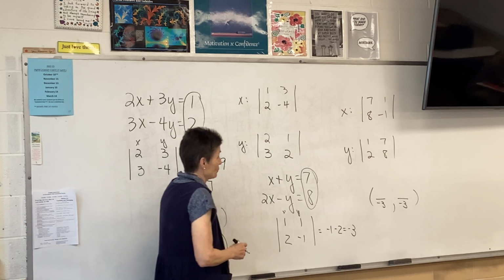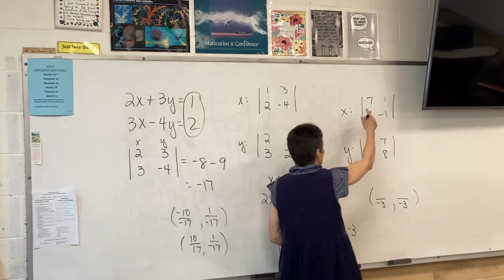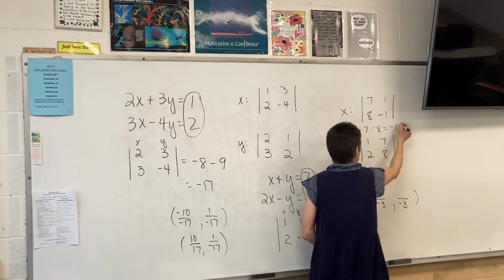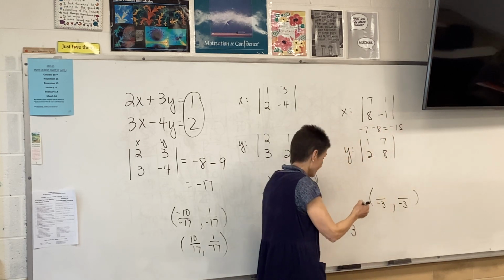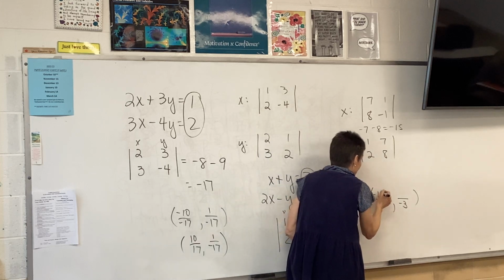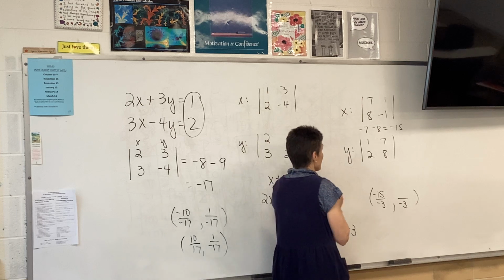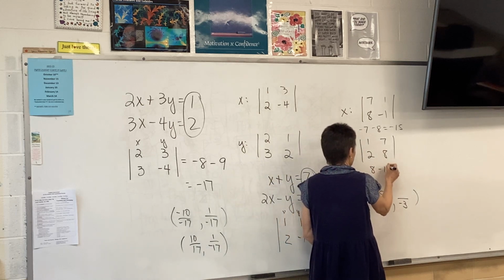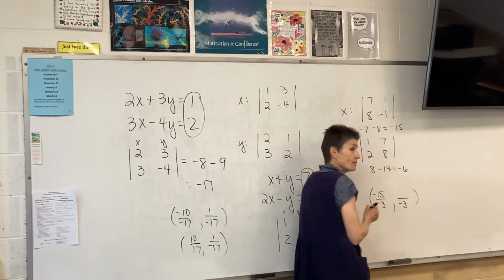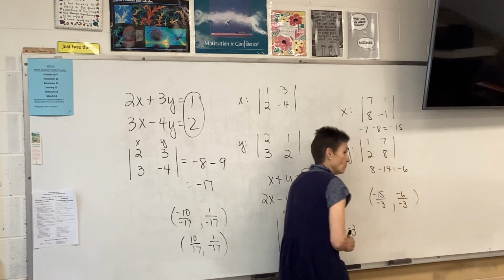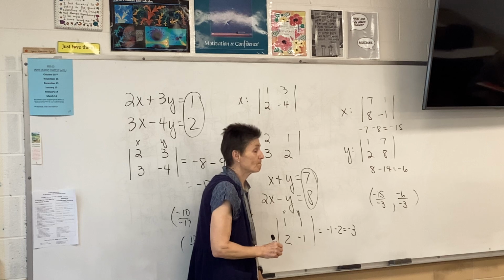Then I'm going to evaluate those. So this one is going to be -7 minus 8. Did you get -15? And that's the numerator for x. 8 minus 14, I got -6 for that one. And that's the numerator for y.